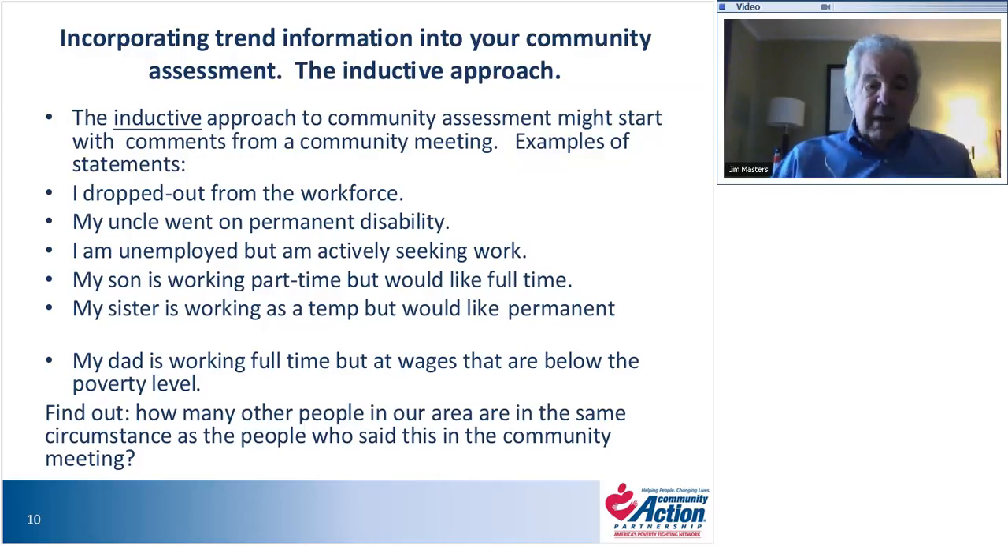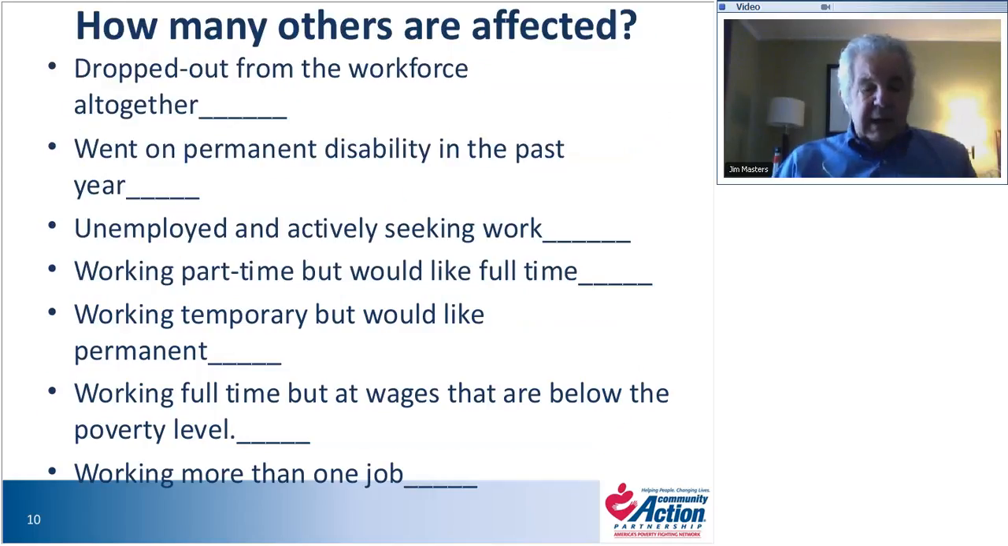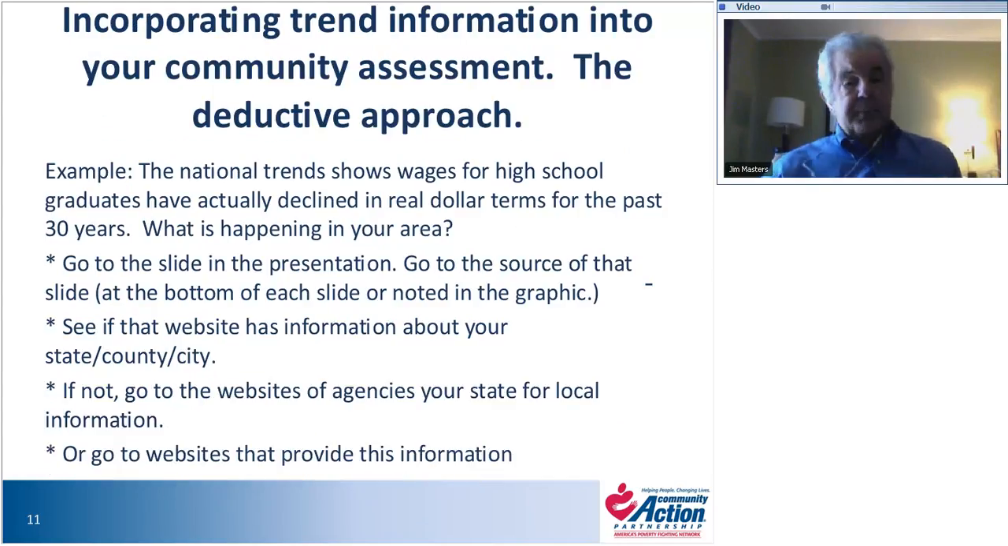So then we said, okay, let's go to the next slide. Okay, so then we said, well, how many other people are affected by this? How many have dropped out of the workforce, went on disability?